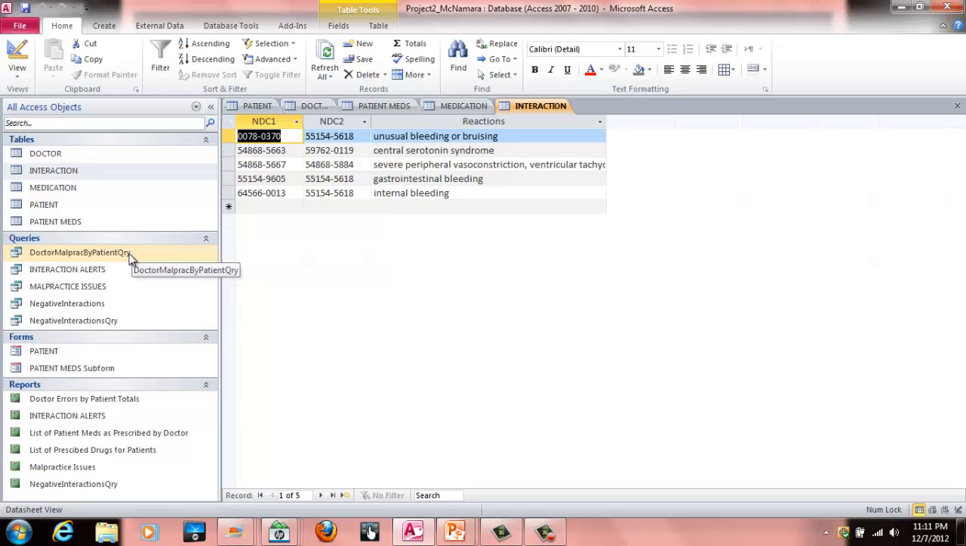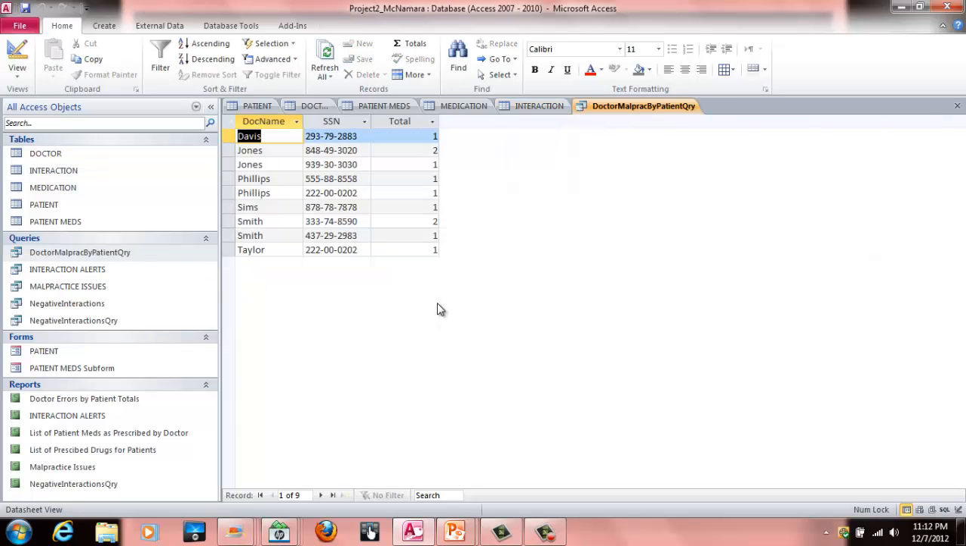So I've got some queries. Here's just an example of a query that I've also based reports off of, but this one shows the doctor's name and the patient to whom he has prescribed drugs with negative reactions. So here Davis prescribed this patient 2 drugs that negatively interact. Jones, on the other hand, has done really badly and prescribed this one patient 4 drugs that have 2 negative reactions, and also another patient who has 1 negative interaction.